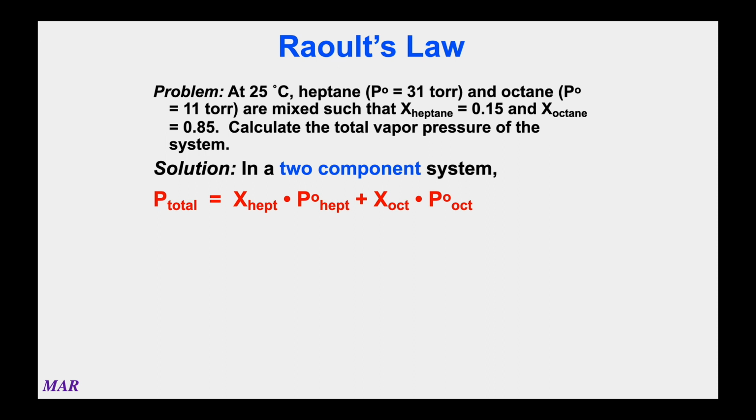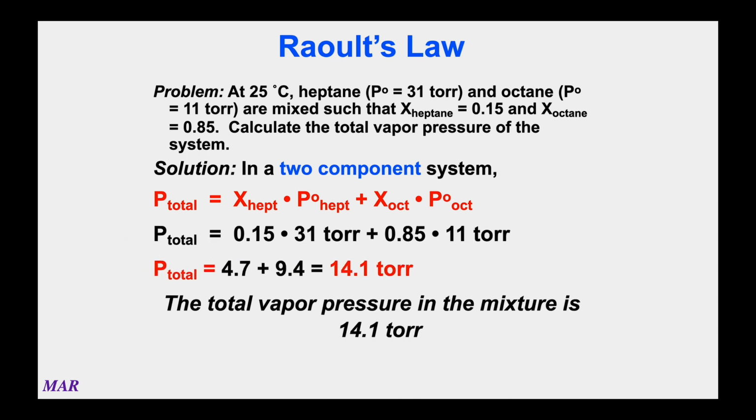So this is kind of a plug and chug problem. 0.15 times 31 plus 0.85 times 11. Make sure the vapor pressures are in the same kind of units. This comes out to be 14.1 torr. So this solution of octane and heptane should have a total vapor pressure of 14.1 torr.